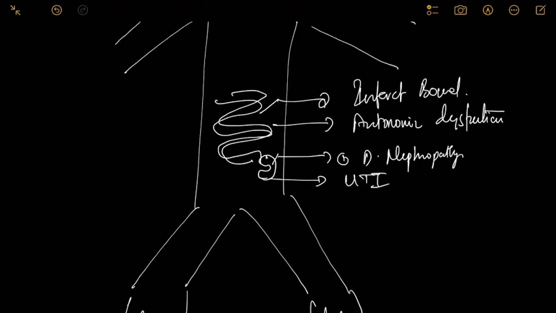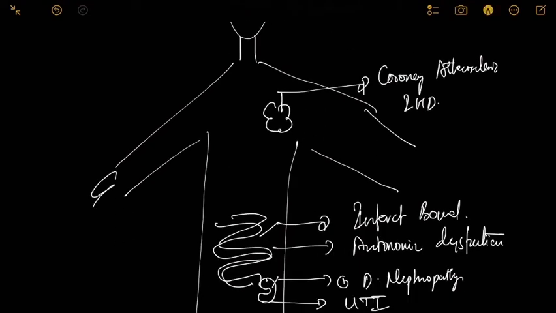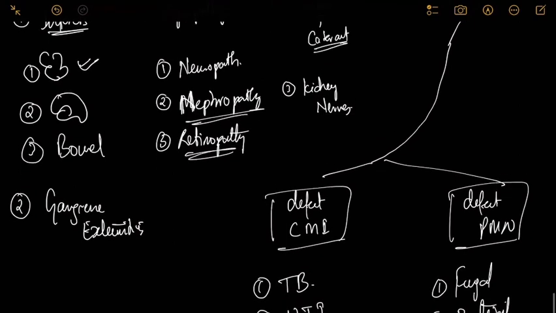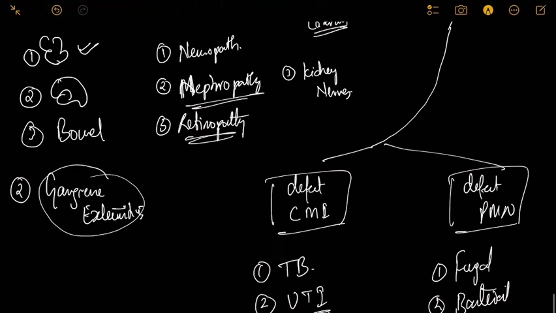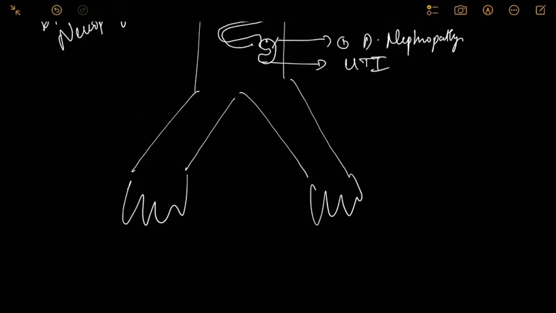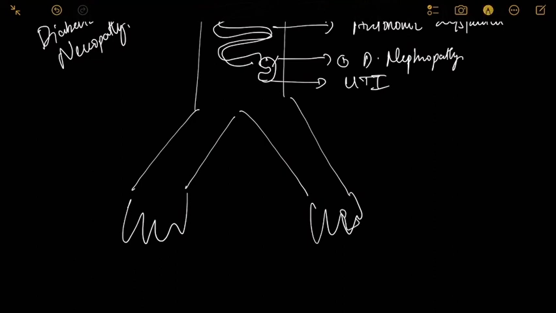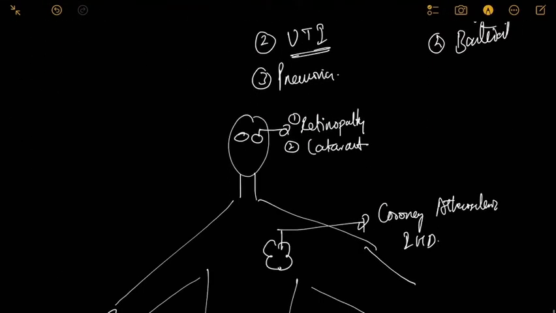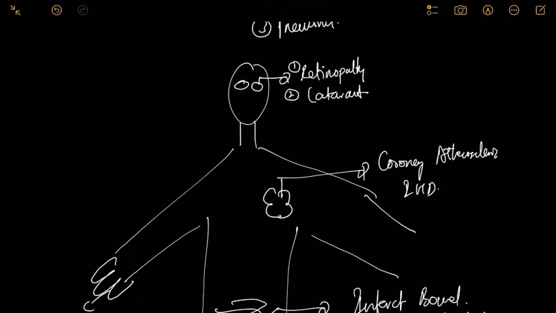Now let's come to the extremities. What did we see in the extremities? We saw gangrene in the extremities. We also saw your diabetic neuropathy. So what do we see here? We see diabetic neuropathy. Now, gangrenes. Where did we see gangrenes? We saw here, gangrene in the extremities. So this was a diagram to summarize all the late systemic complications.